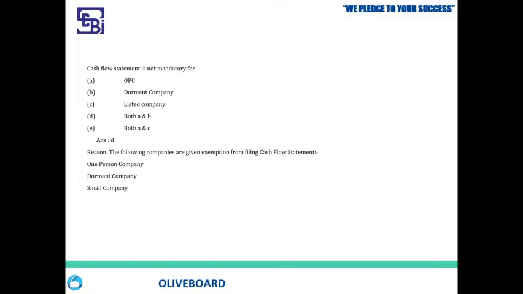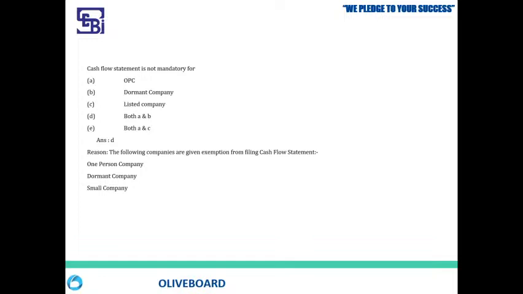For these three, they have given an exemption saying you need not prepare the cash flow statement, which is part of your financial statement. You just give only the balance sheet, P&L and other notes to accounts. That is more than sufficient. So now your question is, cash flow statement is not mandatory for whom? Your options there are OPC, dormant, listed. Out of that, OPC and dormant is the answer. So both A and B would be your answer.